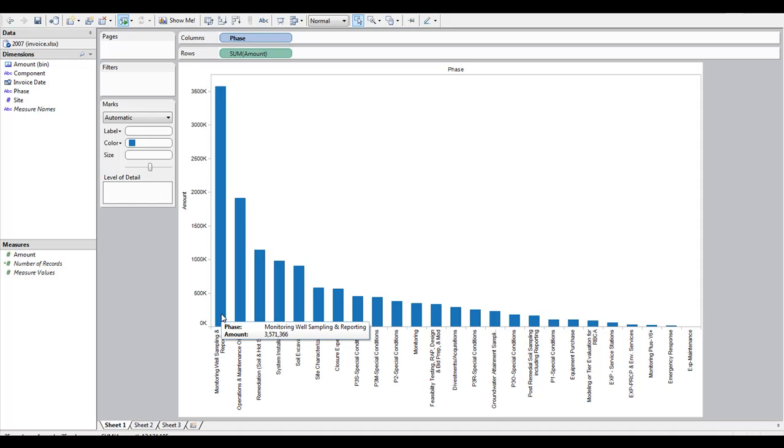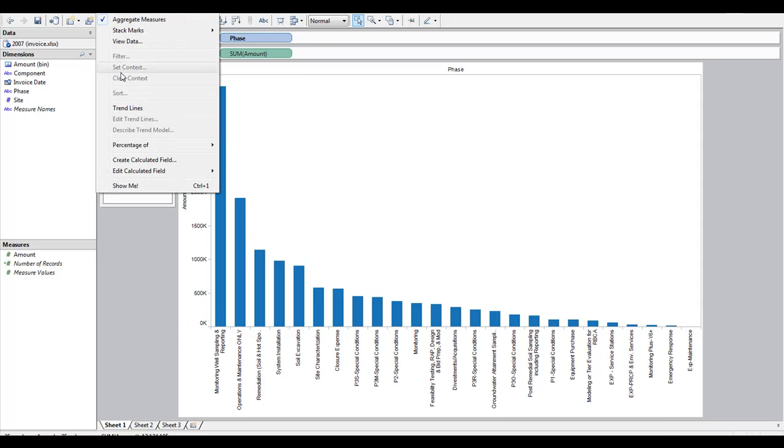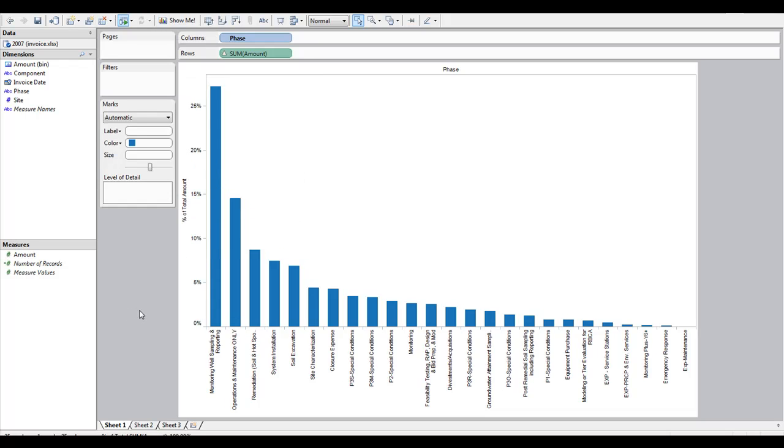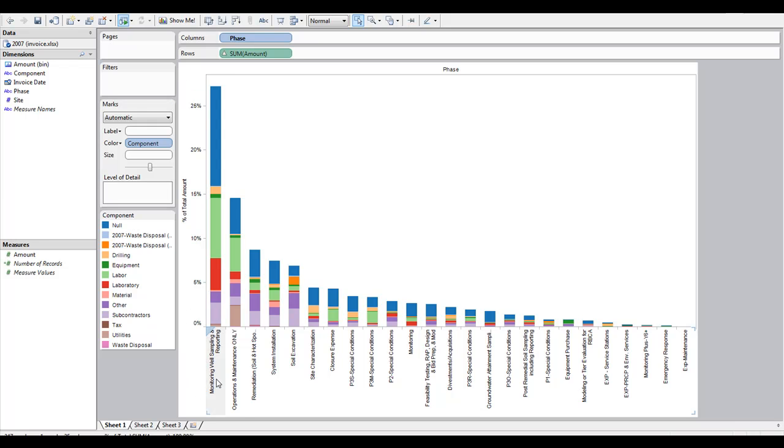In this example, monitoring, well sampling, and reporting would be my highest spend phase. I can also change the view to look at spending by phase as a percent. In this case, monitoring, well sampling, and reporting is approximately 27% of the total spend. If I have cost component data, I can drag that into the color pane and view a distribution of the phase level spending by cost component, such as equipment, labor, laboratory, and materials.